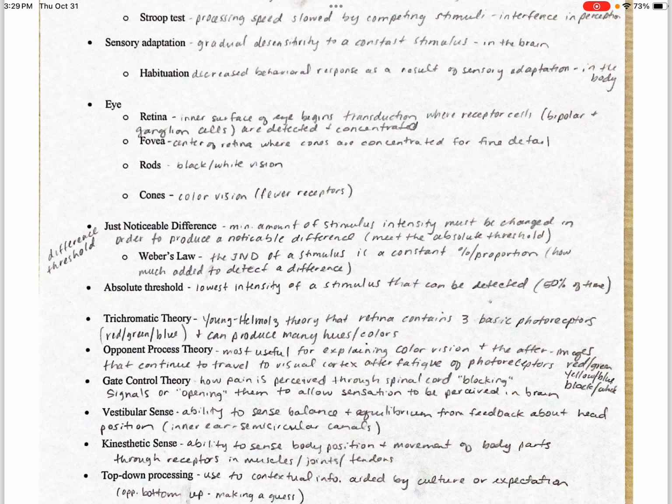The absolute threshold, this is the lowest intensity of a stimulus that can be detected 50% of the time. So at the lowest point, where can you detect that stimulus? Where is that threshold at?